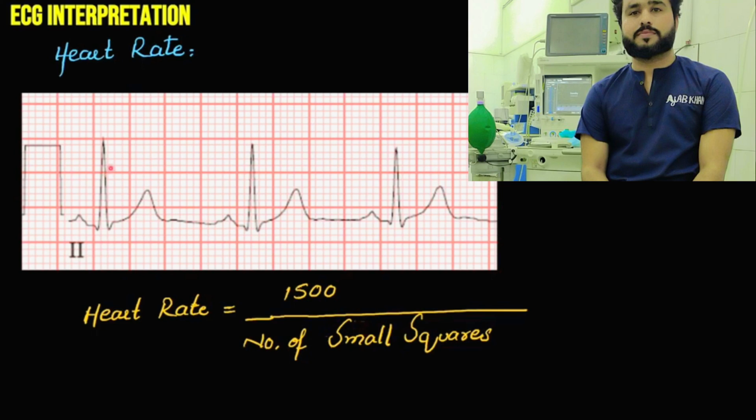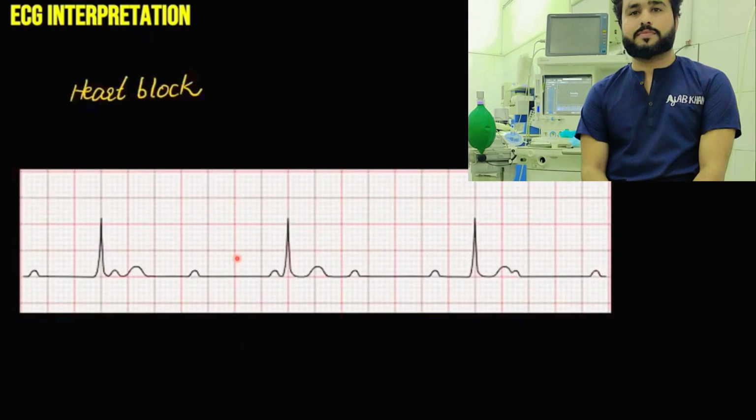So between the QRS complexes, we'll calculate the number of small squares. The number of small squares: 1, 2, 3 large boxes, 3 multiplied by 5, that is 15, then 16, 17, 18, 19, 20. So 1500 divided by 20 is equal to 75 beats per minute. So for the same ECG, we calculated the rate by 3 different methods.